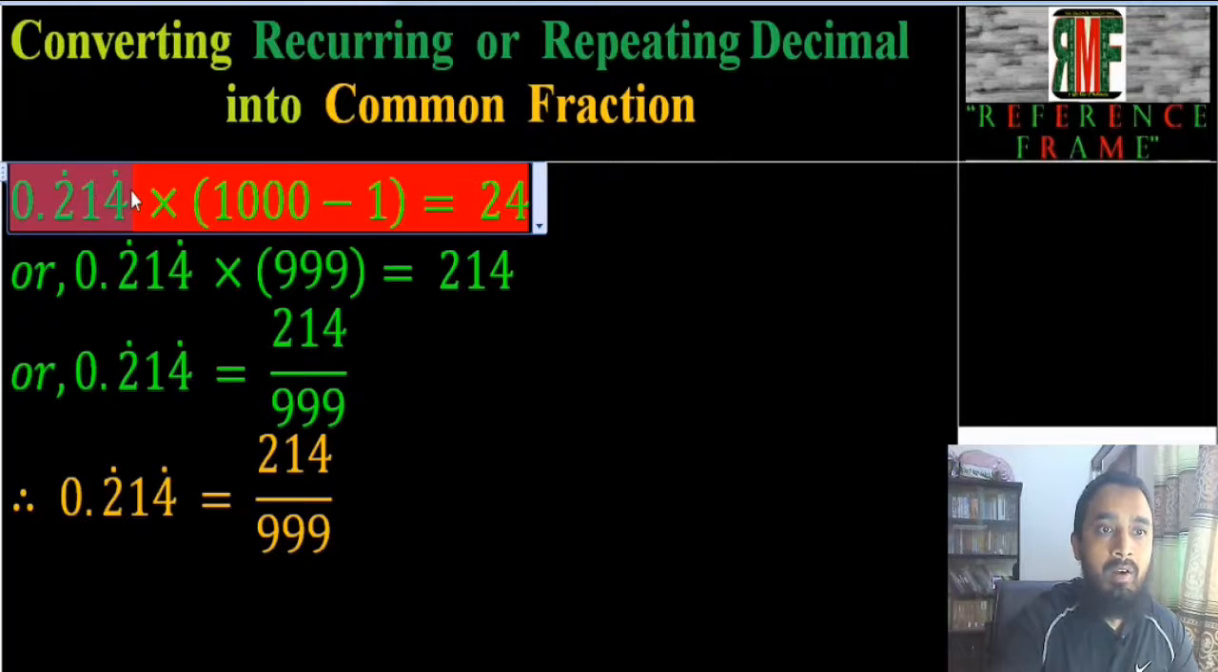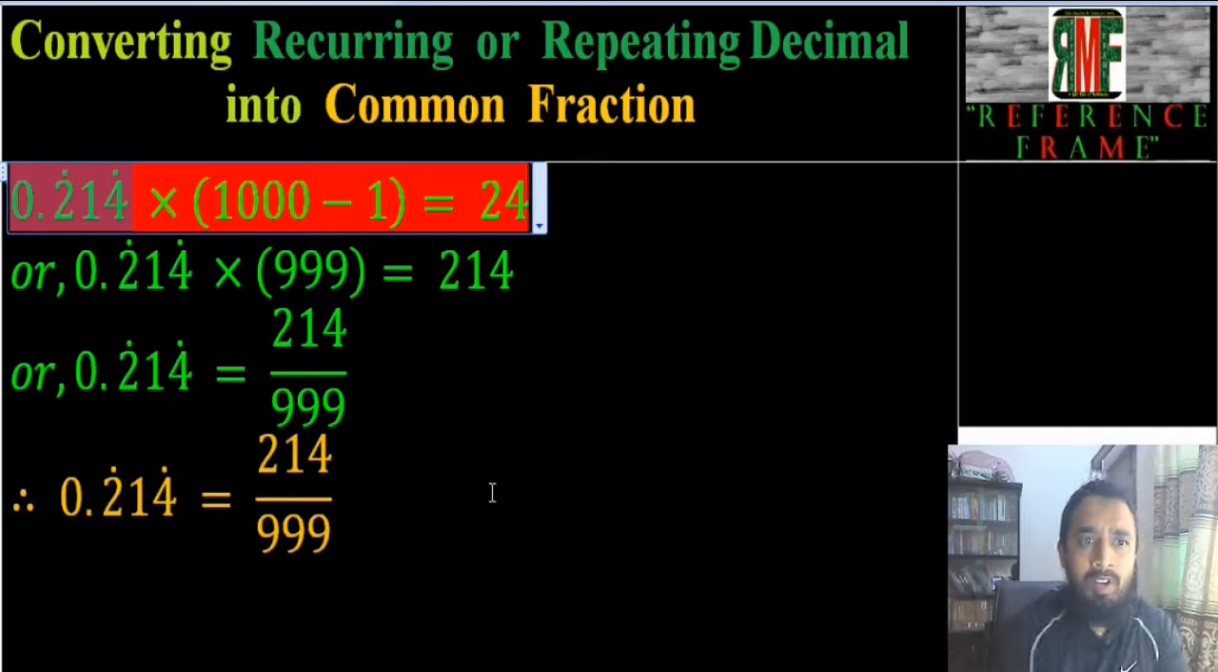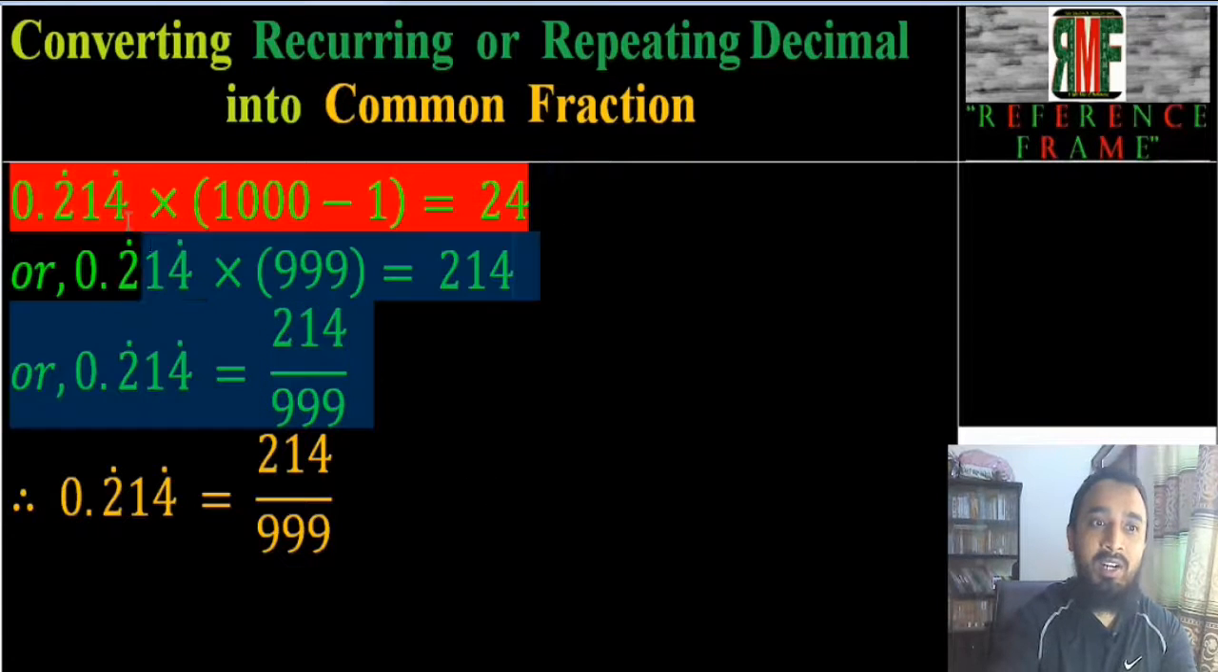So look here, the requirement is 214, and we are asked to convert it into a common fraction. We solved a previous problem where we had two digits after the decimal point. That is why that was divided by 99, and both of them repeat, right? Here we have 3 digits and all 3 of them repeat. That is why we're going to divide by 999.